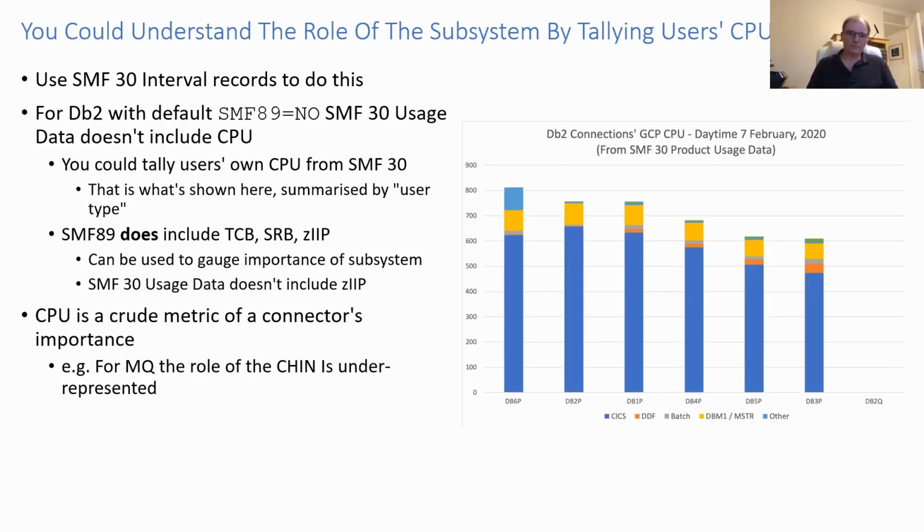The other point I'll make here is CPU is actually a crude metric of a connector's importance. It is anyway, but in particular for MQ, the role of the CHIN address space is going to be underrepresented, because every time there's a message on the queue, the CHIN address space doesn't do much processing, whereas, let's say, a CICS region connecting to the queue via MQ is going to do rather more with it. So be careful about this whole business about the role of the subsystem. But I still think there's useful work that can be done here.